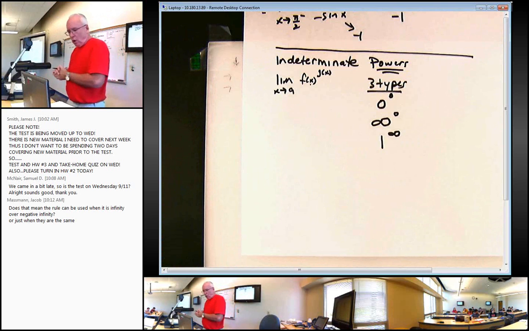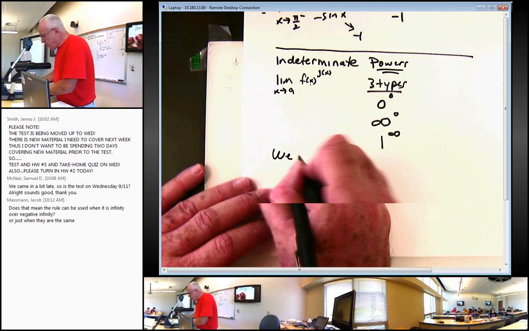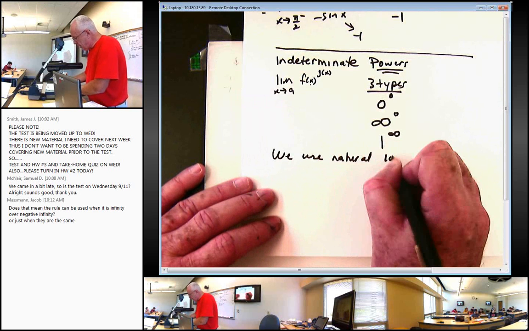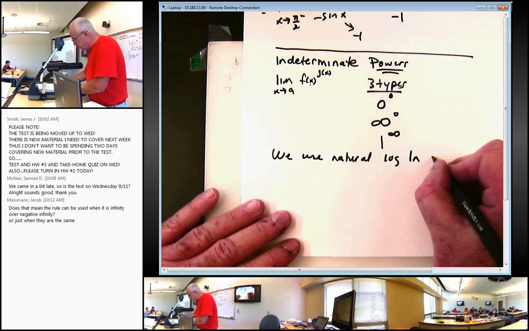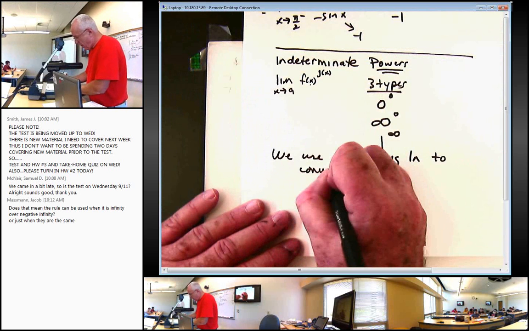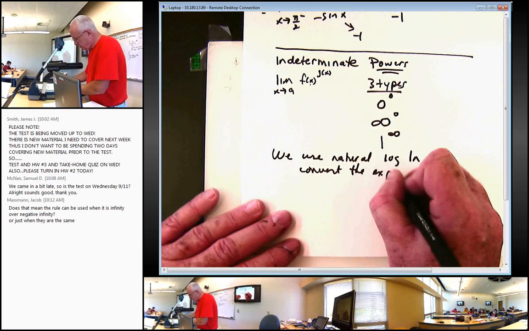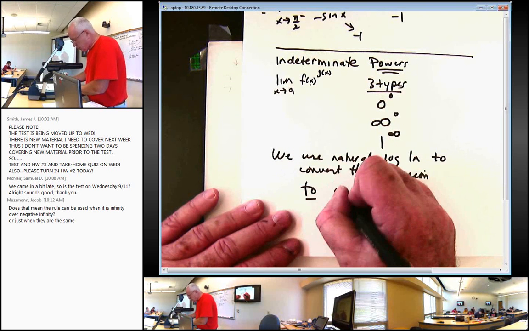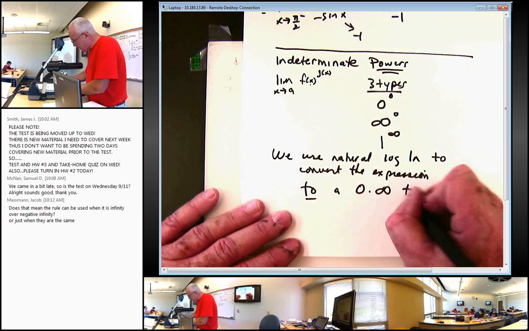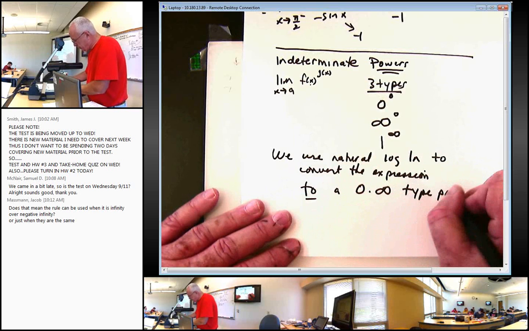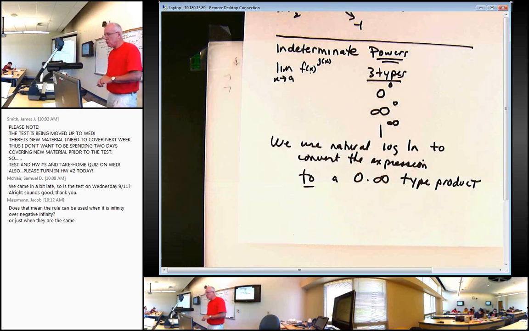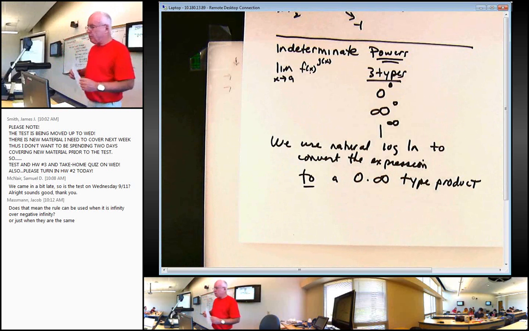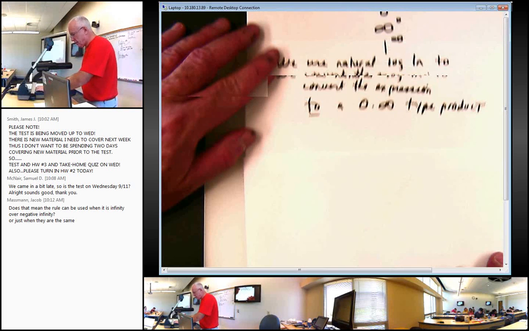Now, what we do is this. We use natural log, ln, to convert the expression to a 0 times infinity type product. All right, so we're going to convert it to a product by using the natural log. All right, so the best way is just showing with an example what we're talking about.